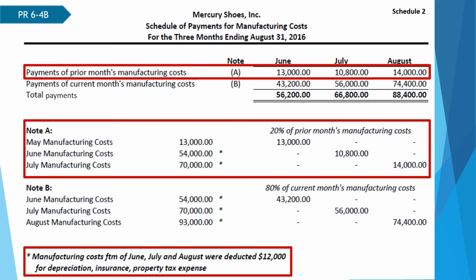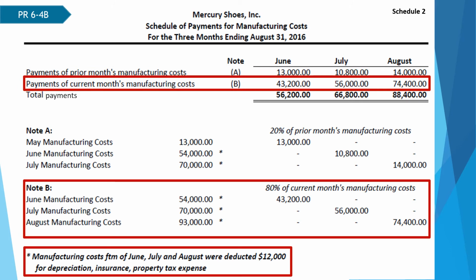Thus, those three items are not relevant in the preparation of the cash budget for the months of June, July, and August. So 20% of the $82,000 manufacturing cost less $12,000 for the month of July is equal to $14,000 and will be paid in August. For the payment of current month's manufacturing costs, the computation is total manufacturing cost of the month less $12,000 and multiply the result by 80%, as shown in Note B.